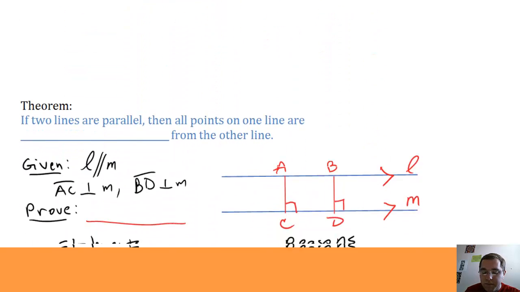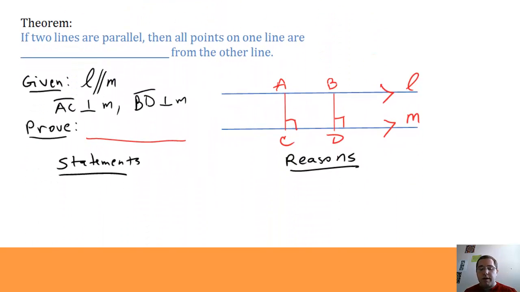Let's state that as a theorem. If two lines are parallel, then all points on one line are what from the other line? Well, what are they? Sorry, I can't hear you. Say it again. Equidistant. Oh, equidistant. Good. If two lines are parallel, then all points on one line are equidistant from the other line. If I pick any two points on the top line, it's going to be the same distance from there to the bottom line.